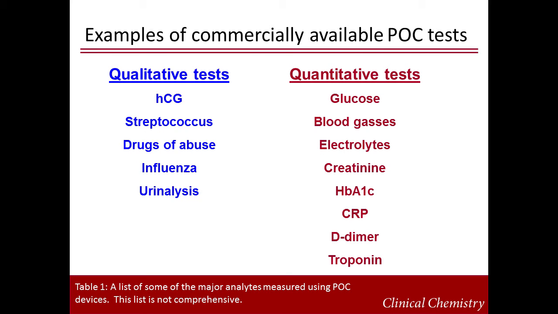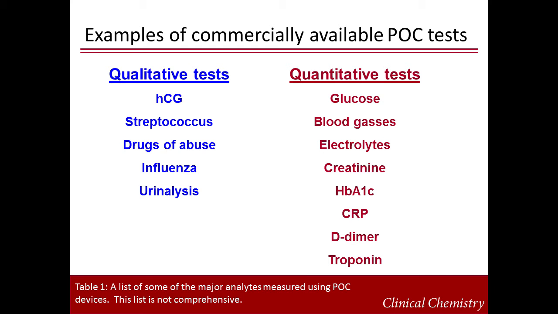I have outlined here a few of the clinical favorites in point-of-care testing. For qualitative tests, using human chorionic gonadotropin, or HCG, as a marker for pregnancy is one of the oldest and most widely used POC tests. Others include detecting infection, like the rapid strep test, screening for drugs of abuse and the flu, and general urinalysis chemistries.